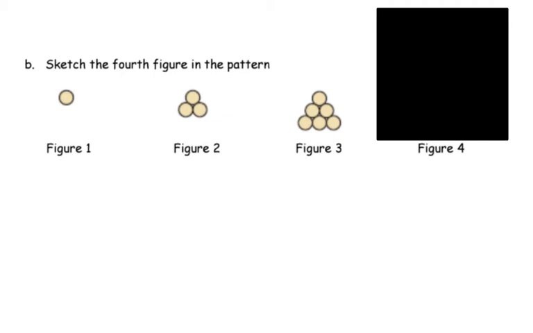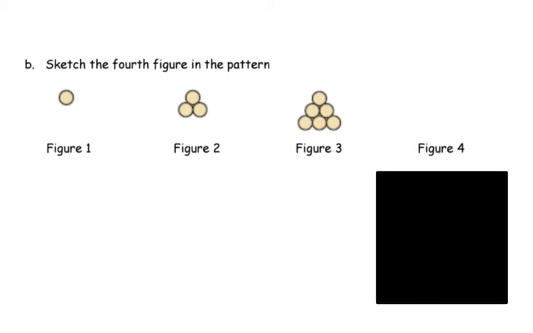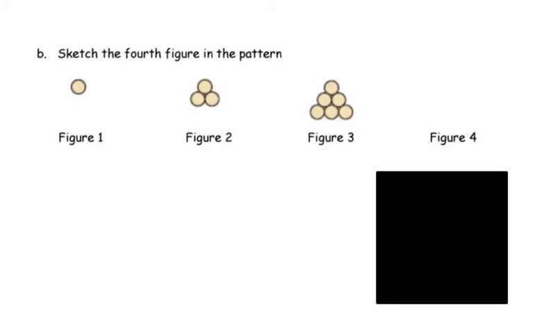All right, so sketch the fourth figure in this pattern. I notice we start off with one circle. Then here we get 3 circles. Notice 2 circles on the bottom, 1 at the top. Then we go to 6 circles, 3 at the bottom, 2 in the middle row, 1 at the top. So I'm thinking our next one is going to have 4 rows with 4 circles on the bottom, then 3, then 2, and then 1. All right.